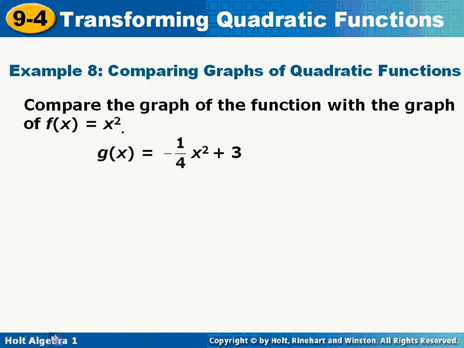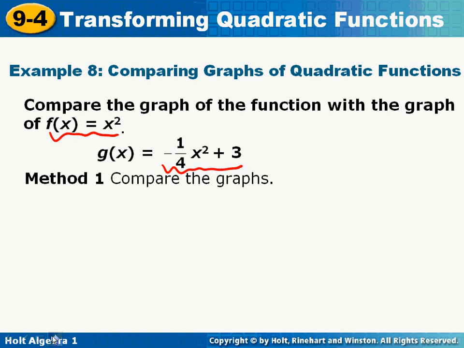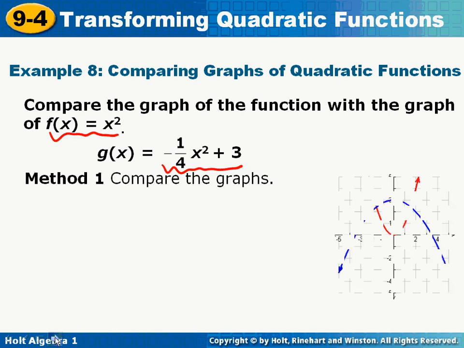So let's compare the parent function, which is x squared, with negative 1/4 x squared plus 3. The first thing that's going to happen, we can look at the graph to see.